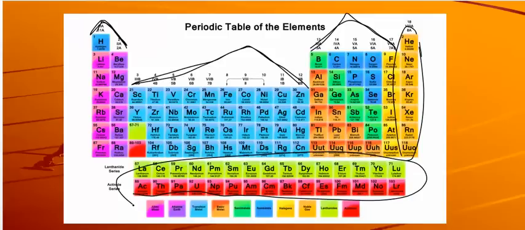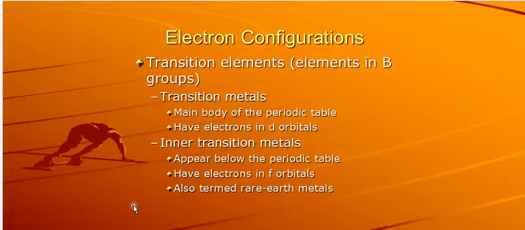B groups have their own name, transition elements. Now, if they're in the main body, they're called transition metals. If they're in the d orbitals. If they're below the periodic table, the 2 rows below the periodic table, f orbitals, those are called inner transition metals. So, we have 3 ways to classify elements. Metals, nonmetals, metalloids, that's one way. Second way is we can name the A group, alkali, alkaline earth, and so forth. And then the third way is based on the electron configurations.